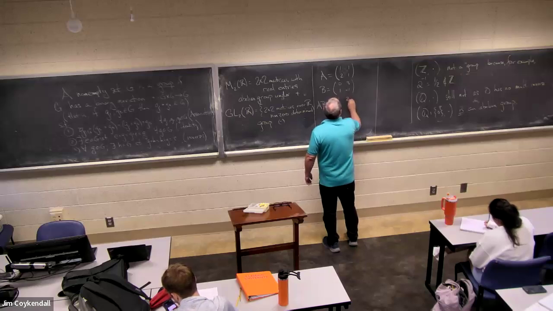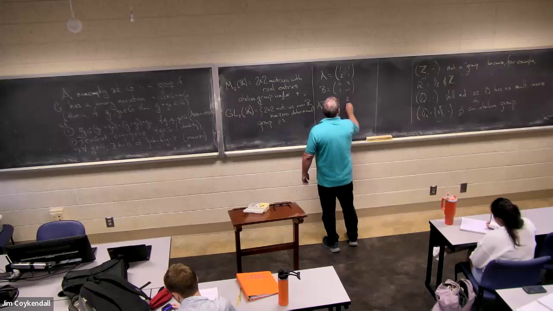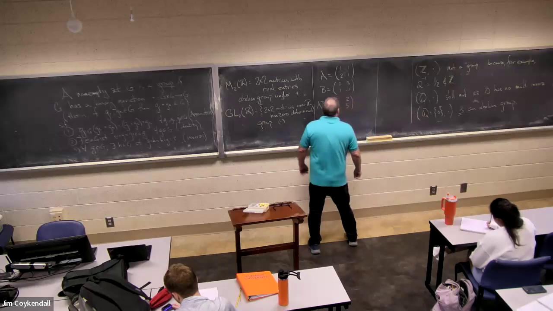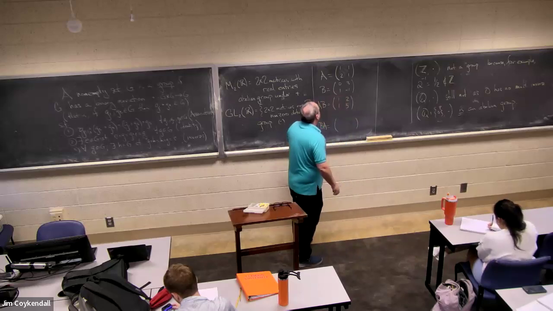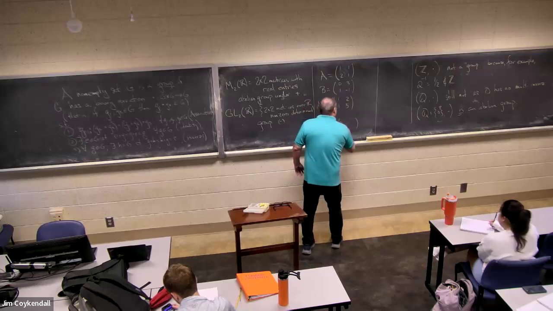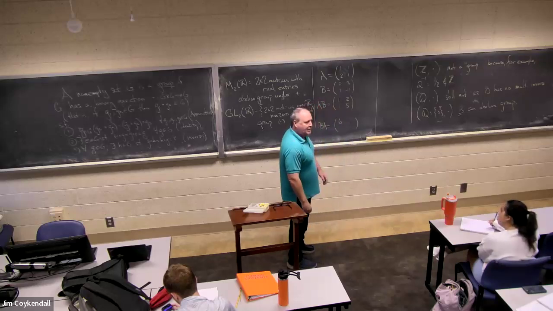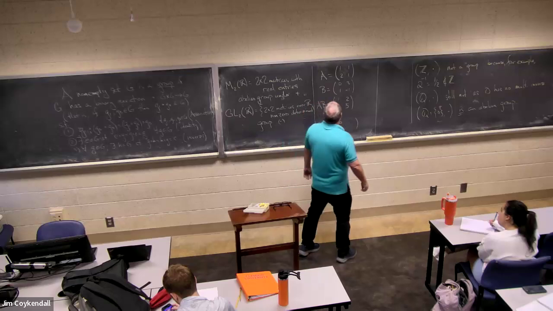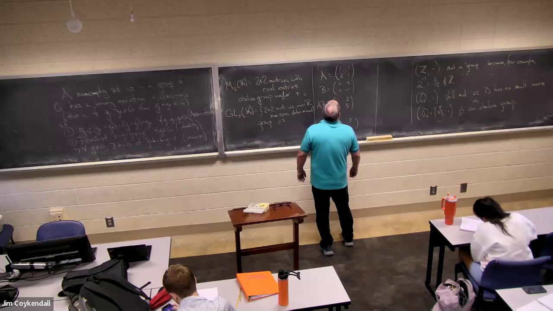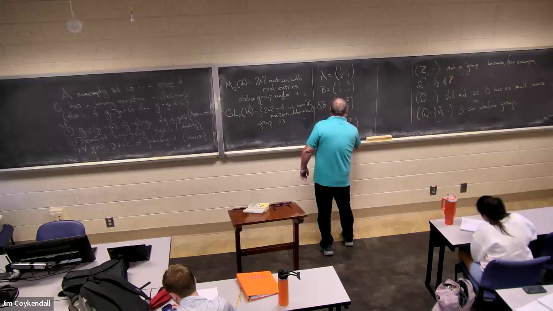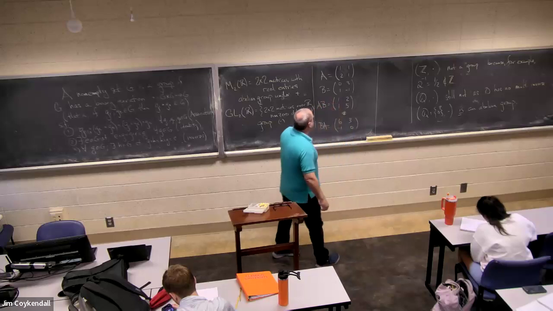And I look at AB is equal to, what does it equal? 1, 2, 1, 5. And BA is equal to 6, 3, minus 1, 0. Well, I guess I can put it right there, can't I? Because I already know it's not equal, but let's go through it. And these are not equal.